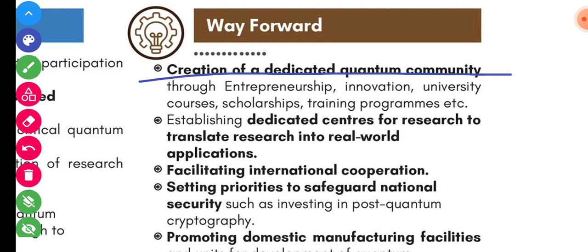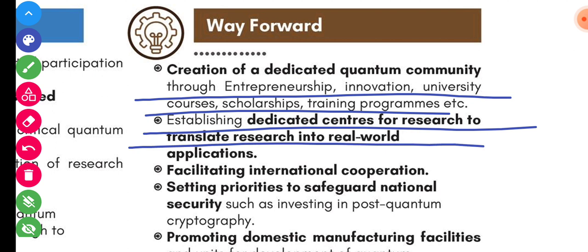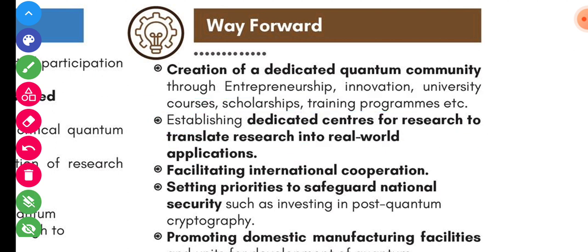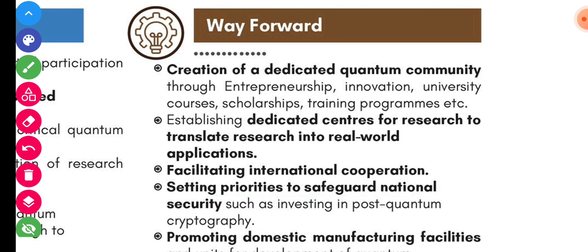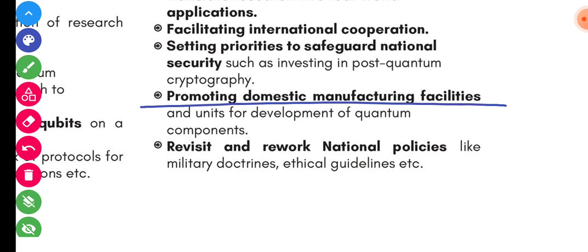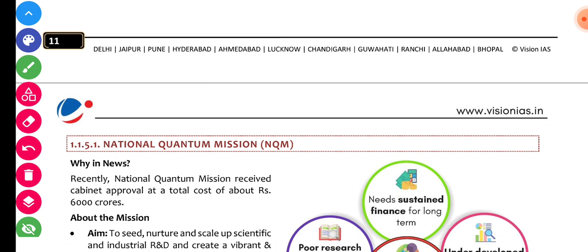And what are the various measures and solutions to strengthen the quantum industry in India? Creation of a dedicated quantum computing community through entrepreneurship, innovation, university courses, scholarships, training programs, etc., and enabling dedicated centers for research to translate research into real world applications, and facilitating international cooperation, setting priorities to safeguard national security, such as investing in post quantum cryptography, and promoting domestic manufacturing facilities and units for development of quantum components, and revisiting and reworking national policies like military doctrines and ethical guidelines, etc. Okay, so remember this.